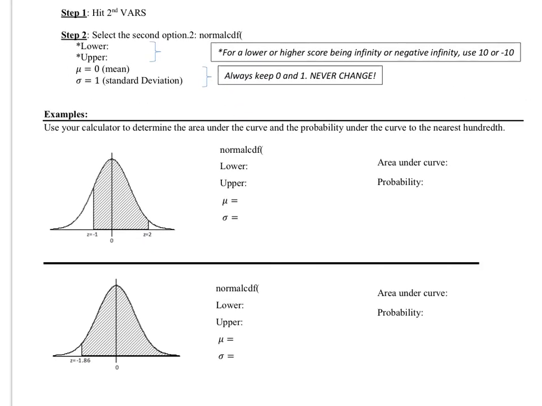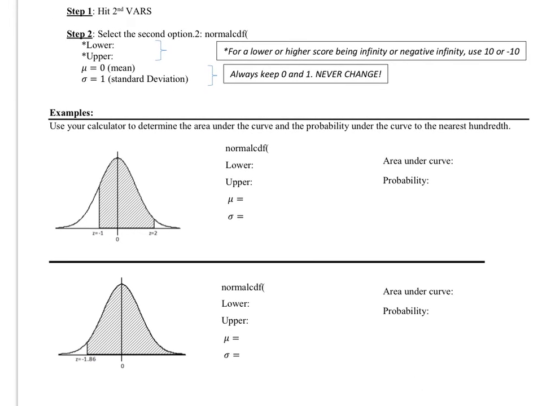Use your calculator to determine the area under the curve. So when we do this one, we want area under the curve and the probability. We'll discuss the difference between those two things here. This is the lower bound, this is the upper bound, and we want all the area that's shaded in between. So our lower bound is -1, our upper bound is 2. These two are always 0 and 1. As it says up here, this is the mean, and this is the standard deviation. We put those in as 0 and 1 because we're using z-scores.